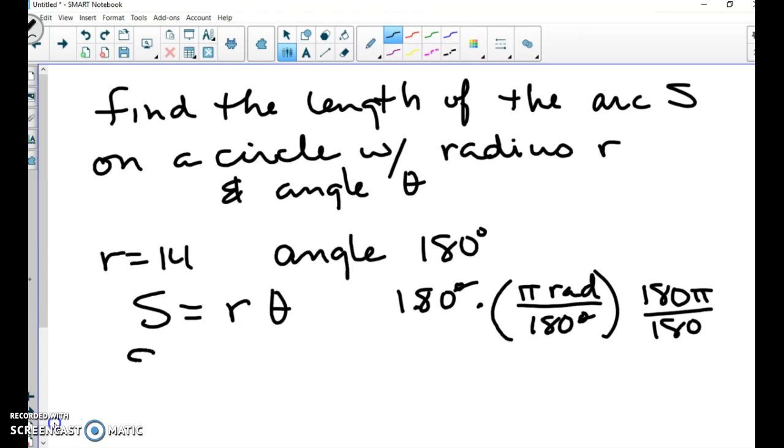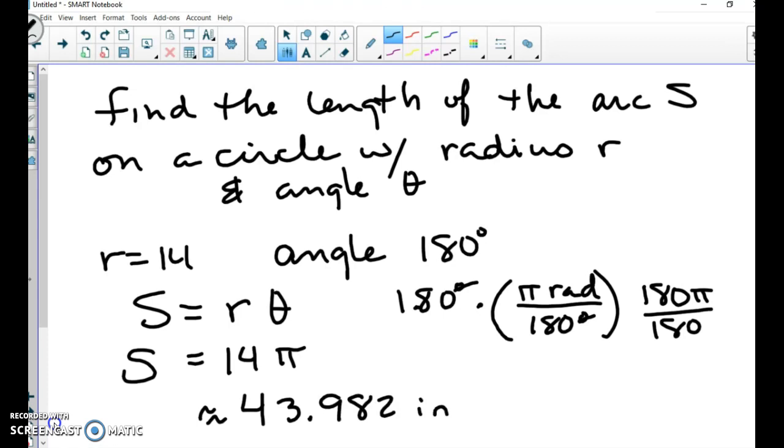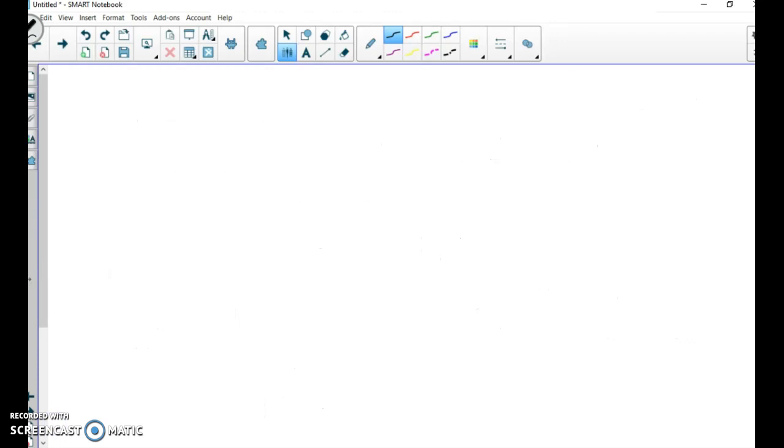We're going to plug that into our formula. Arc length is equal to radius, which they gave us as 14 units, and our radians, which we came up with as pi. We're going to do that multiplication. 14 times 3.14, roughly equivalent to 43.982 inches. So on a circle with radius of 14, we've taken out 180 degrees. We know that to be a half circle, or pi radians, multiplied by that radius, gave us 43.982 inches.